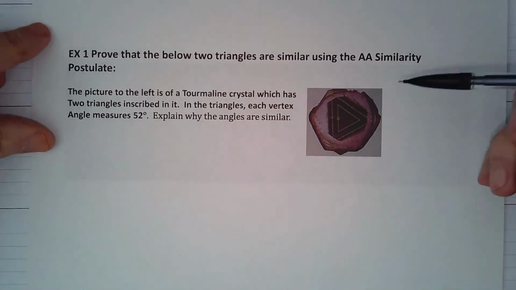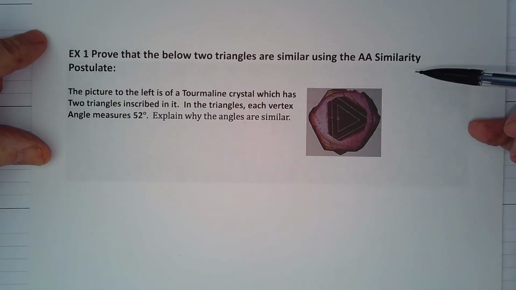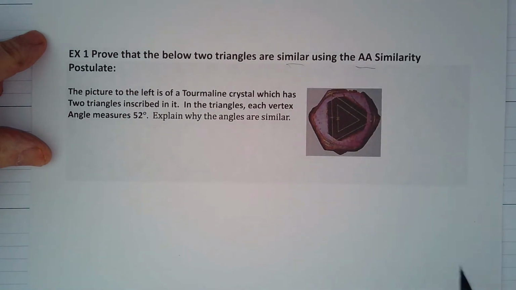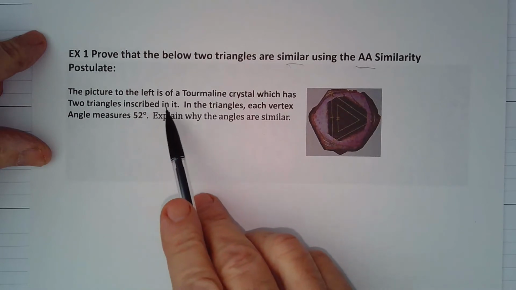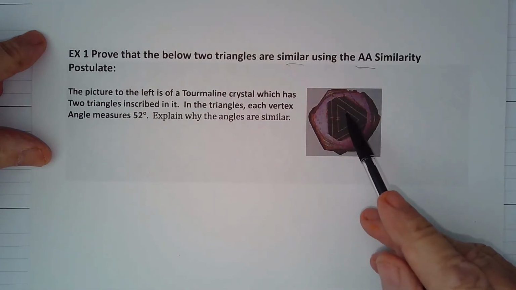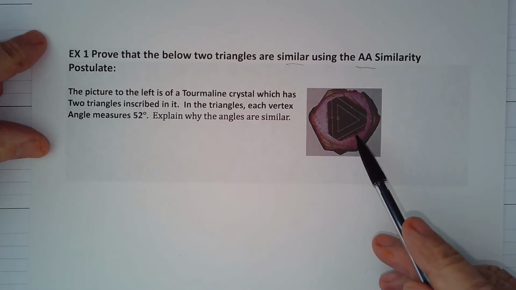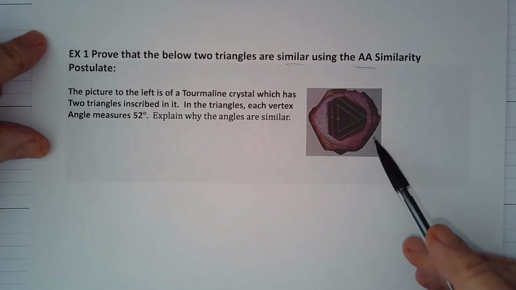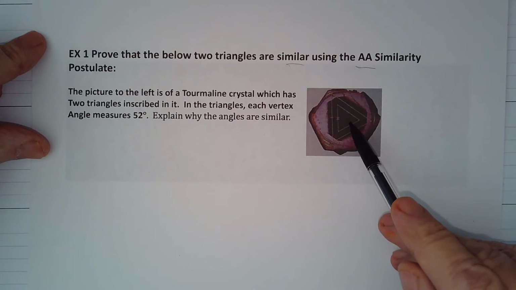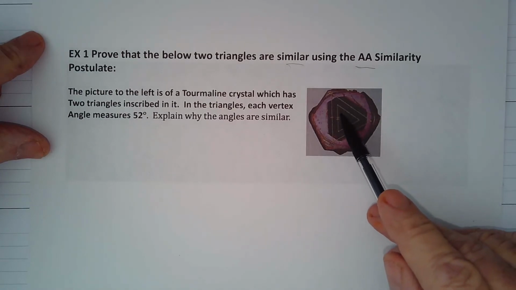All right, so let's prove that the two triangles that you can see inscribed here inside this geode are similar using the angle-angle similarity postulate. This is a cute little way of showing this. The picture to the left is a tourmaline crystal, if you're interested, and two triangles are inscribed in it. You see them in there. In the triangles, each vertex angle measures 52 degrees. We've been told that it is a similar triangle, and we're told that the vertex angles are 52 degrees.